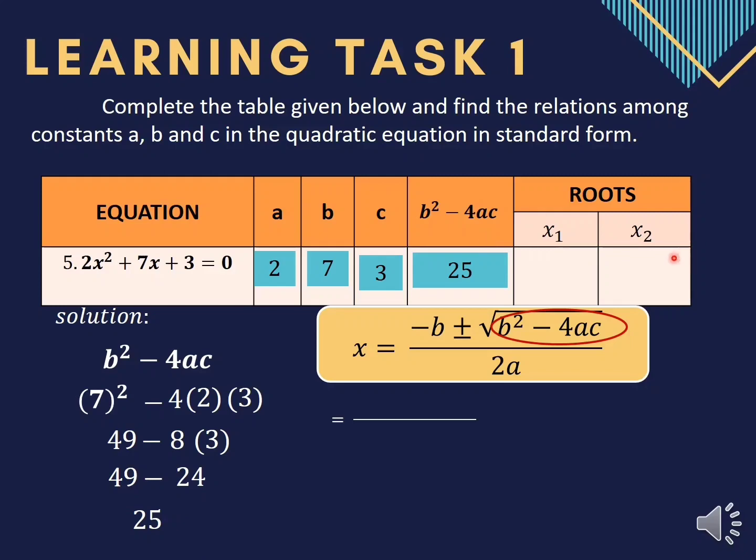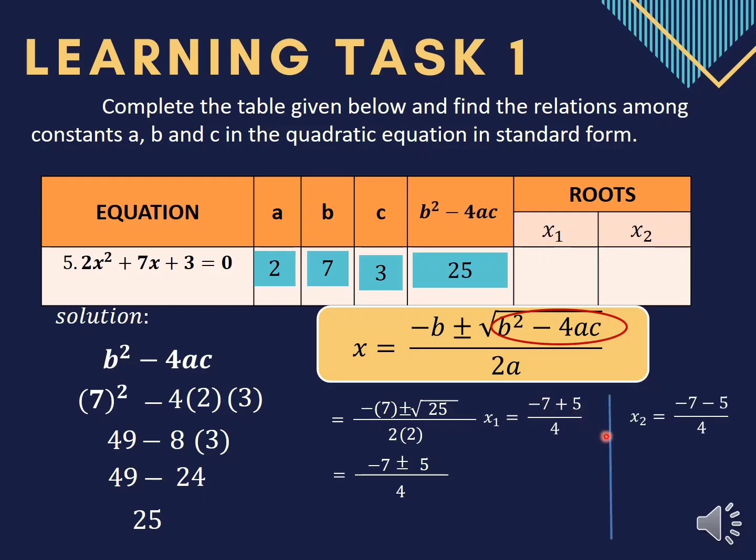For the roots, let us apply again the quadratic formula. So we have negative 7, plus or minus the square root of 25, all over 2 times 2. Now, negative b is negative 7. The square root of 25 is 5, all over 2 times 2, which is 4. And now, for the two linear equations, x sub 1 is negative 7 plus 5 all over 4, and x sub 2 is negative 7 minus 5 all over 4. So, we have negative 7 plus 5 is negative 2 all over 4. And that, when simplified, we divide both sides by 2.